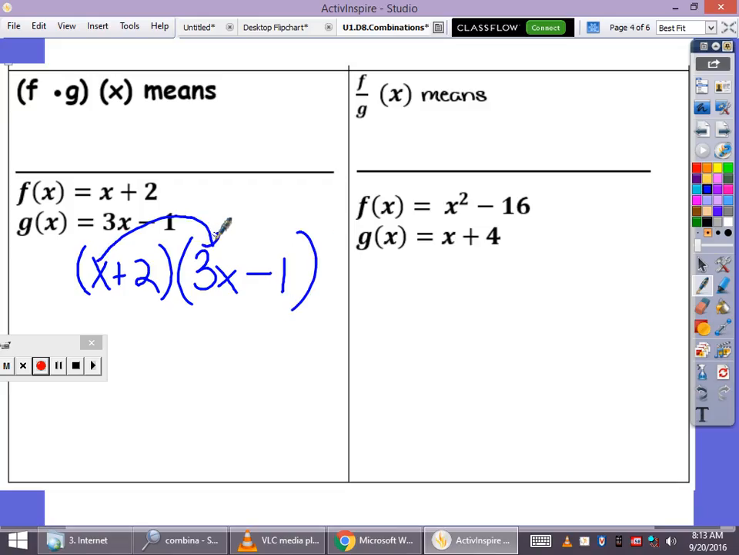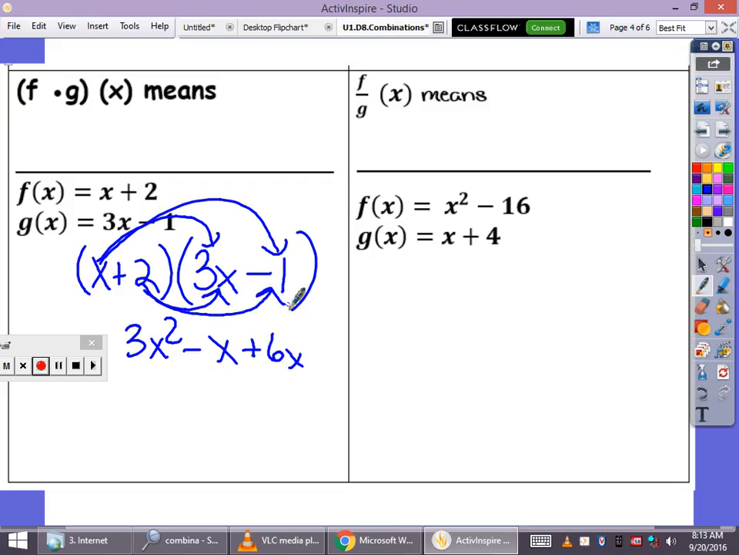X times 3x. X times negative 1. 2 times 3x, 6x. 2 times negative 1, negative 2, which gives me 3x squared plus 5x minus 2.